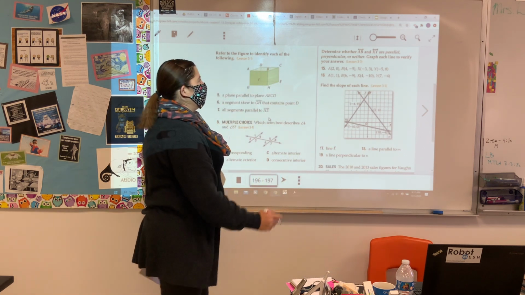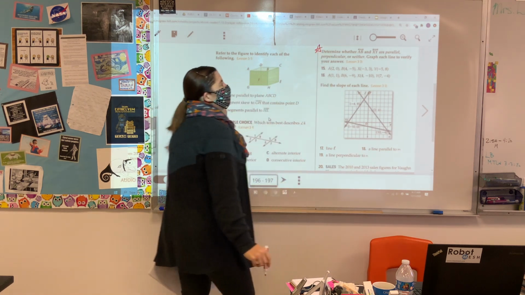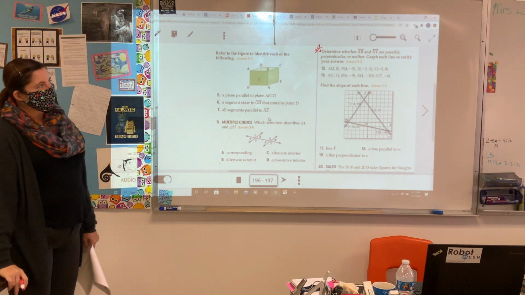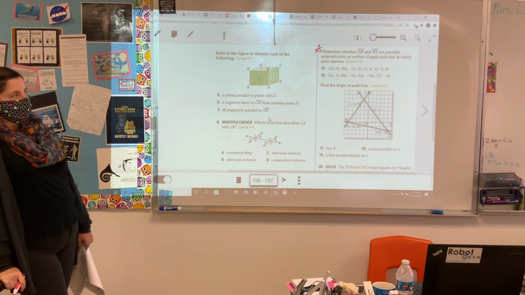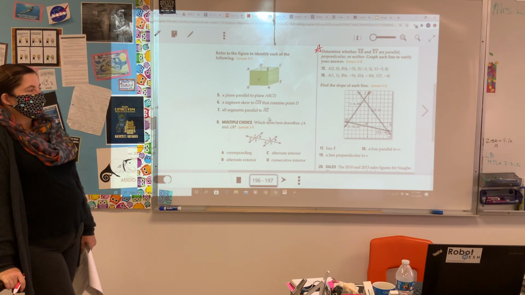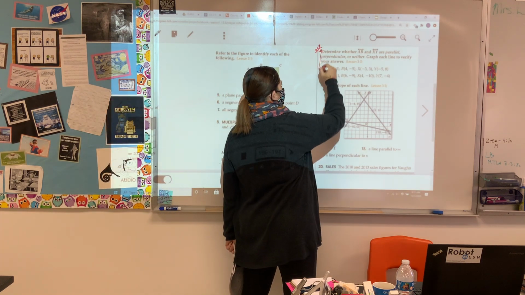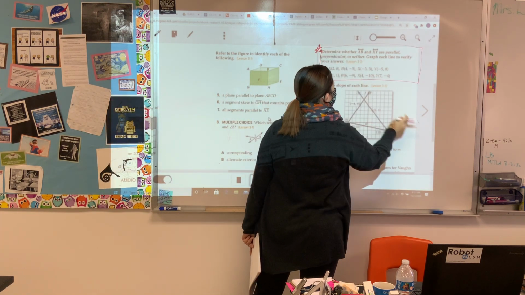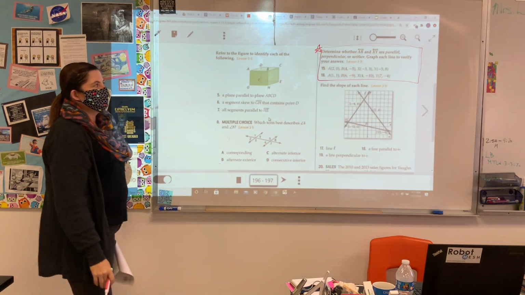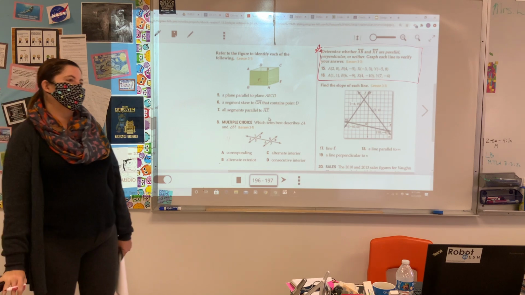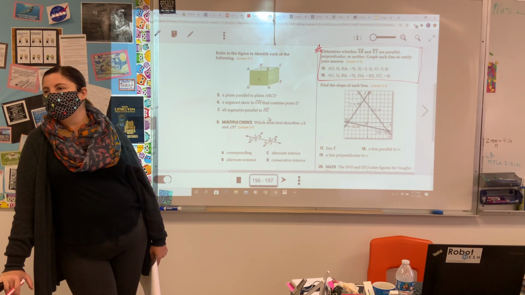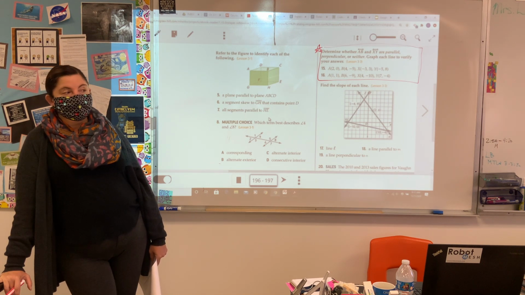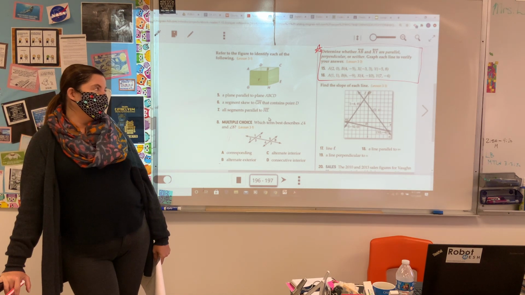Okay. So here's where we're at. Determine whether line XY and AB are parallel or perpendicular or neither. And then they say graph each line to verify your answer. So this is what we have. They don't give us any figures. We just have to determine if they're parallel, perpendicular, or neither. So how do I go about doing that? What allows us to see if they're parallel or perpendicular or neither without even graphing them? We learned about this yesterday. The slope. Gotta find the slope.